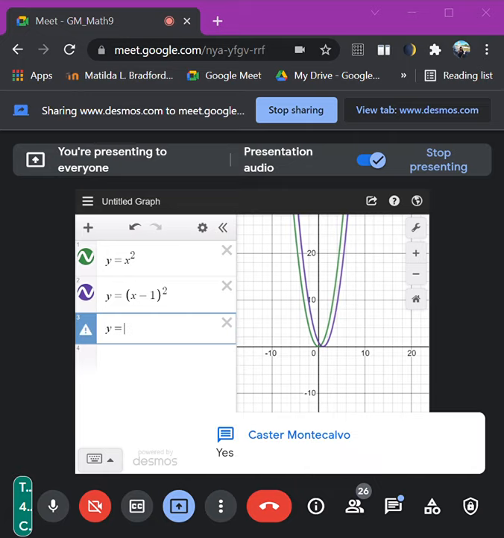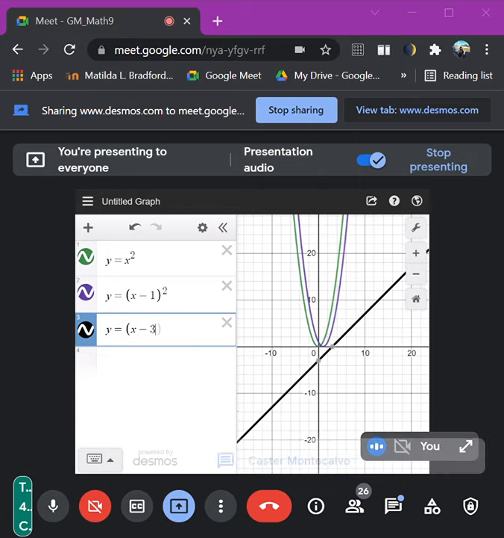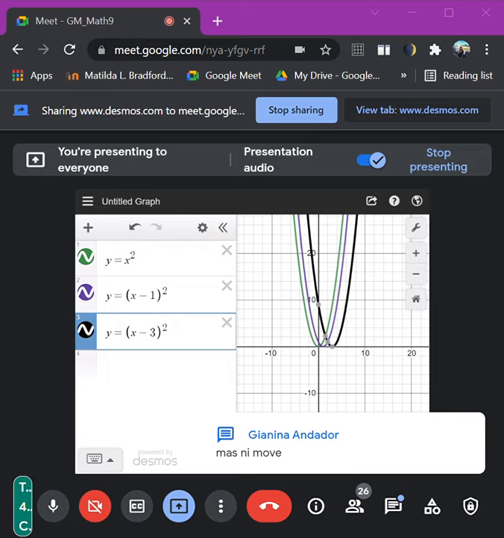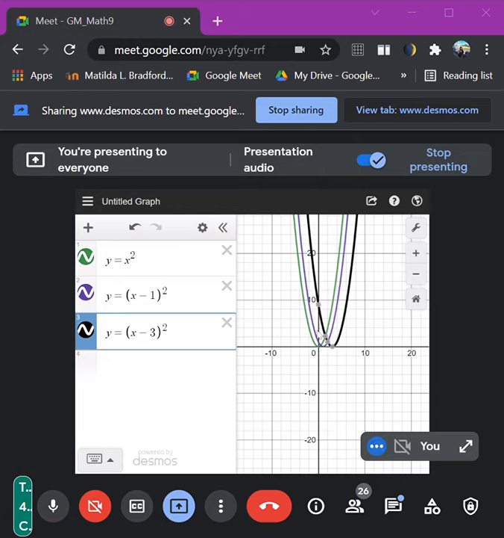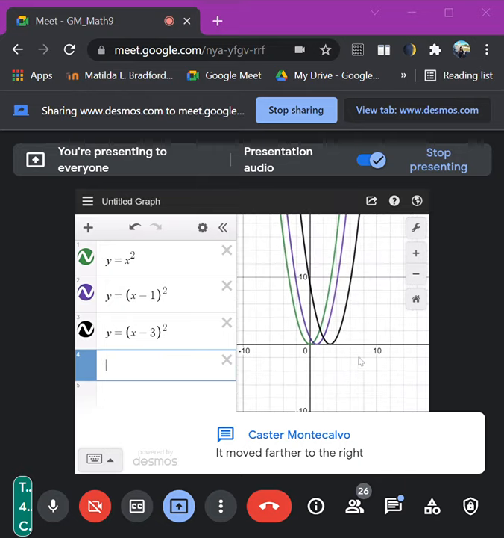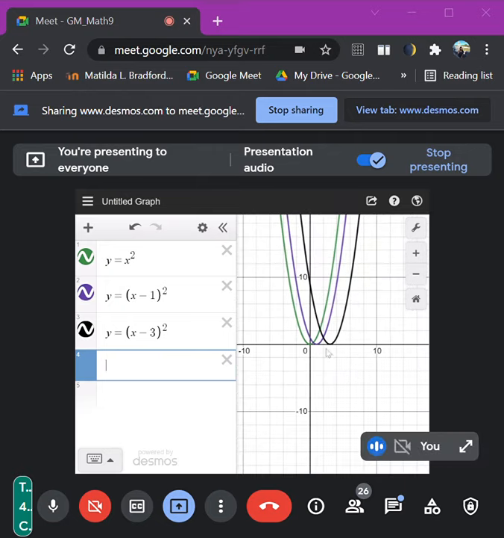Now, what if the next one is x minus 3 squared? It moved further to the right. Okay, it really moved further to the right. Very good. And actually, class, your number 1 there, the violet, moved 1 place to your right. We cannot see it clearly since the graph only goes from 0 to 10.